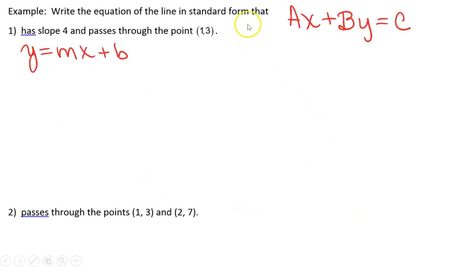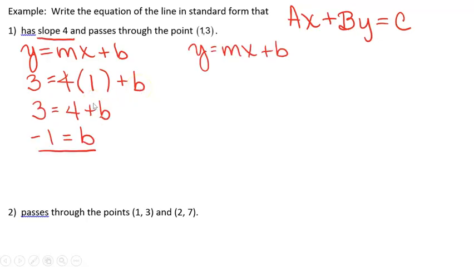All right, then they asked me to write the equation of the line in standard form, so here's our standard form again. That has a slope of 4 and passes through the point 1, 3. Okay, so let's start with y equals mx plus b, slope-intercept form. They just told me my slope was 4, so let's put 4 in for our slope right here. And then they told us that we had the point 1, 3, so we're going to put 1 in for x and 3 in for y. And then you'll notice our only unknown is b, so that we can solve for it. So 4 times 1 is 4. Let's subtract that 4 from both sides, and we'll have b as negative 1.